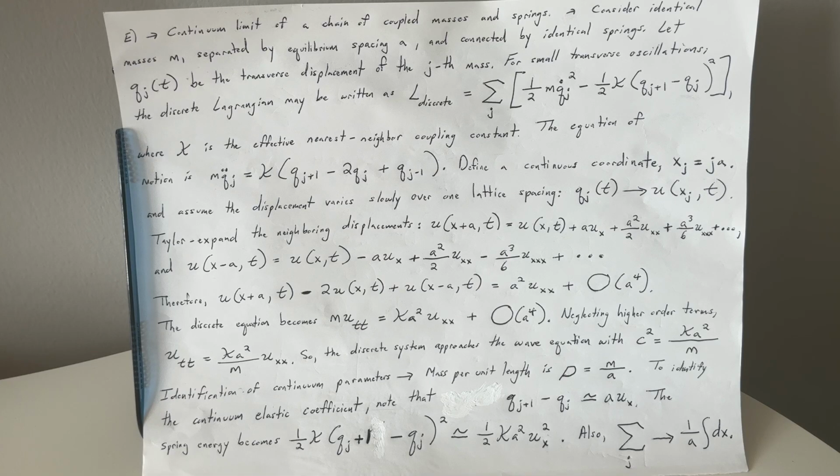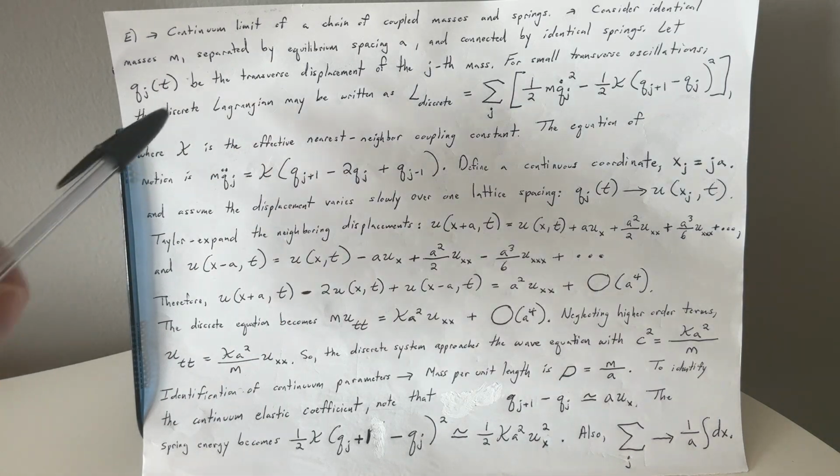And finishing up with 9E. So for 9E, continuum limit of a chain of coupled masses and springs. So consider identical masses m separated by equilibrium spacing a and connected by identical springs.